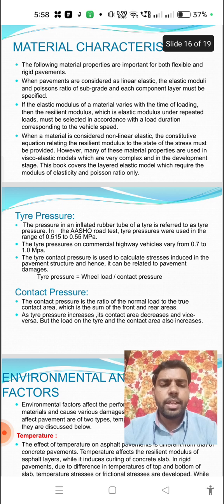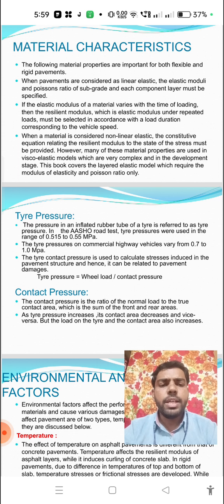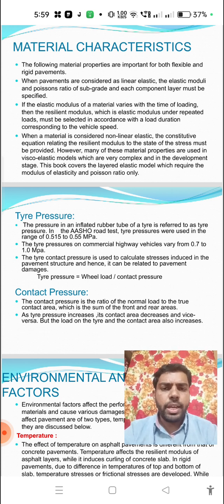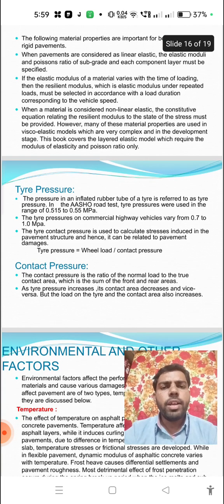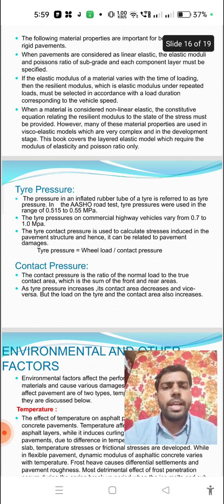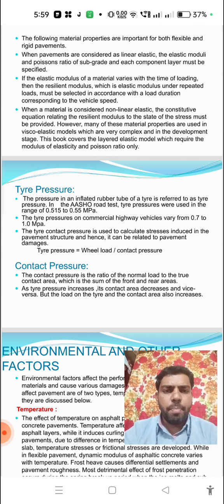When we are designing the thickness of the pavement, these parameters, these standard values, you have to maintain, particularly on road geometrics. What are those values? As per the specifications, the tire pressure should be maintained in the range of 0.515 to 0.55 megapascal, and the tire pressure on commercial vehicles 0.7 to 1 megapascal.